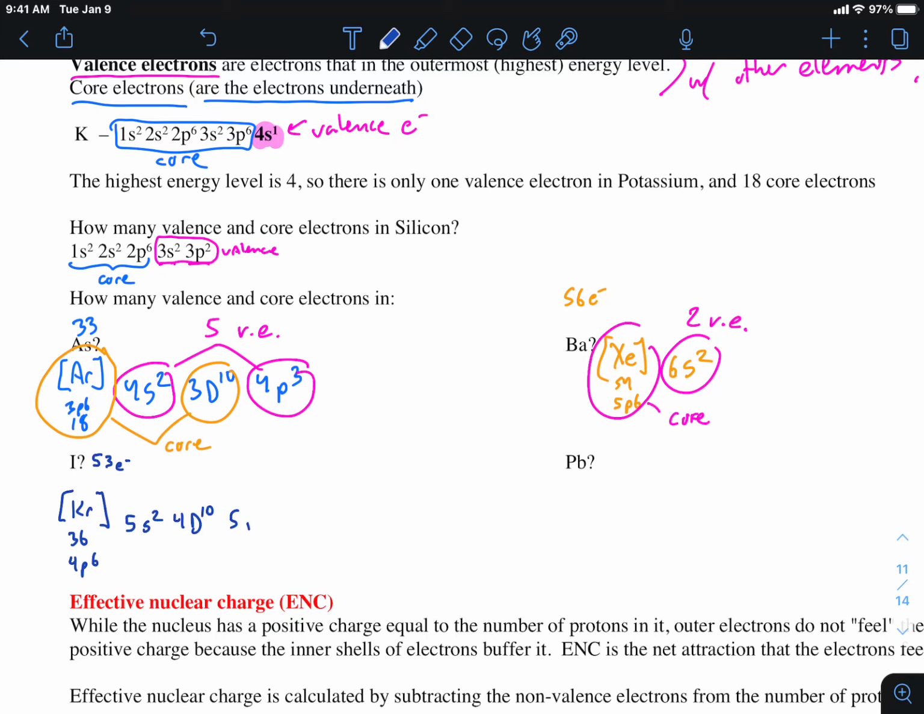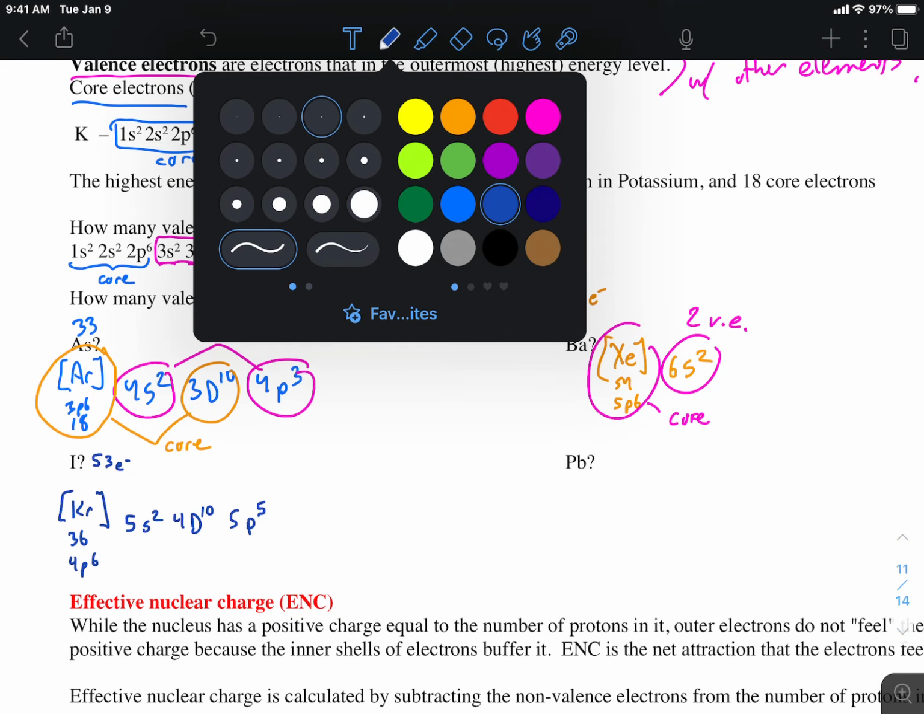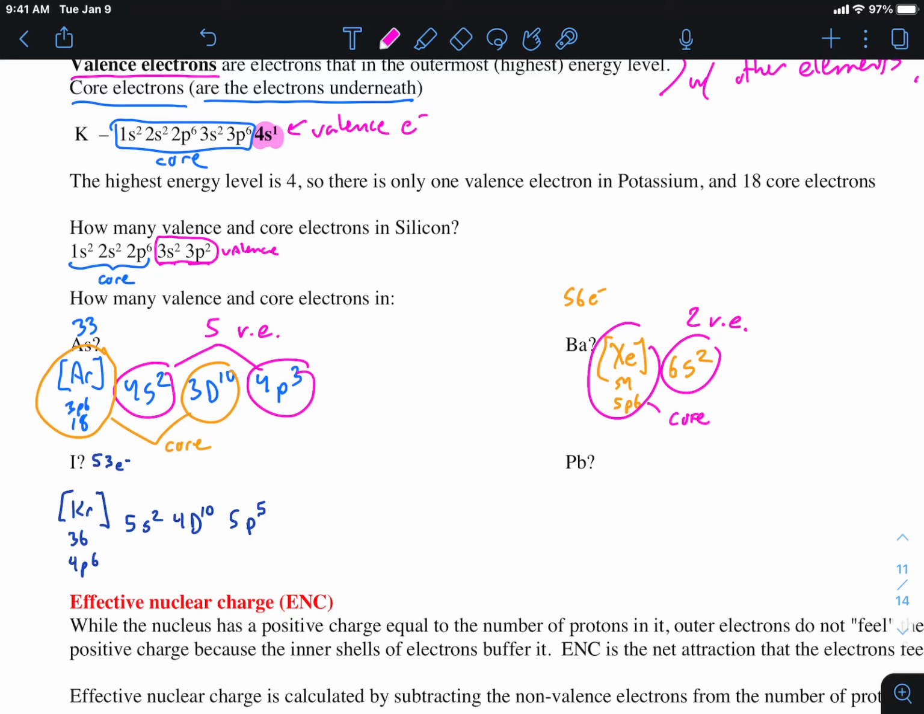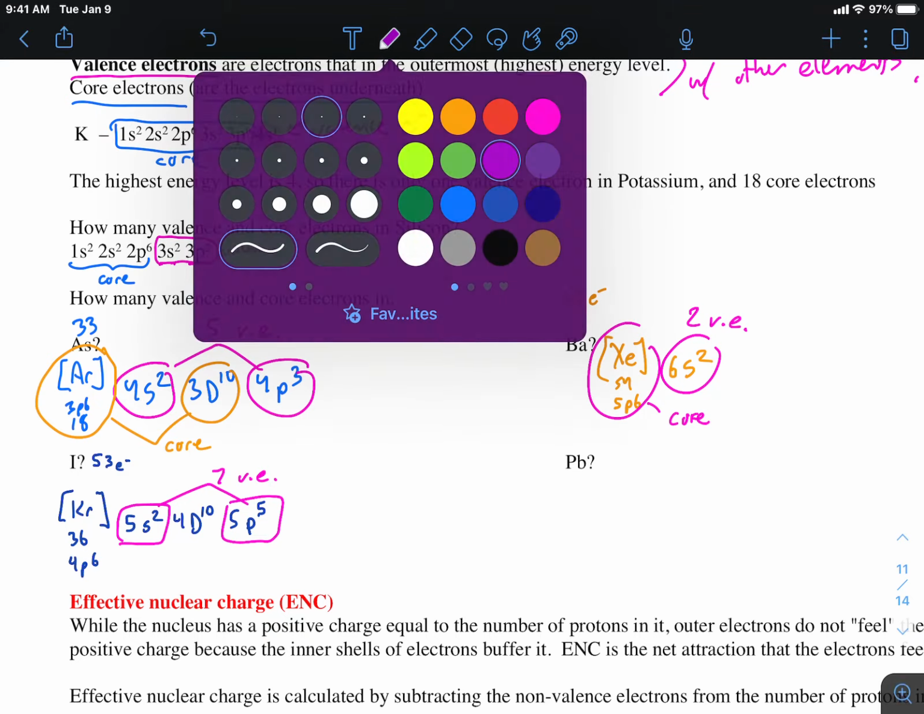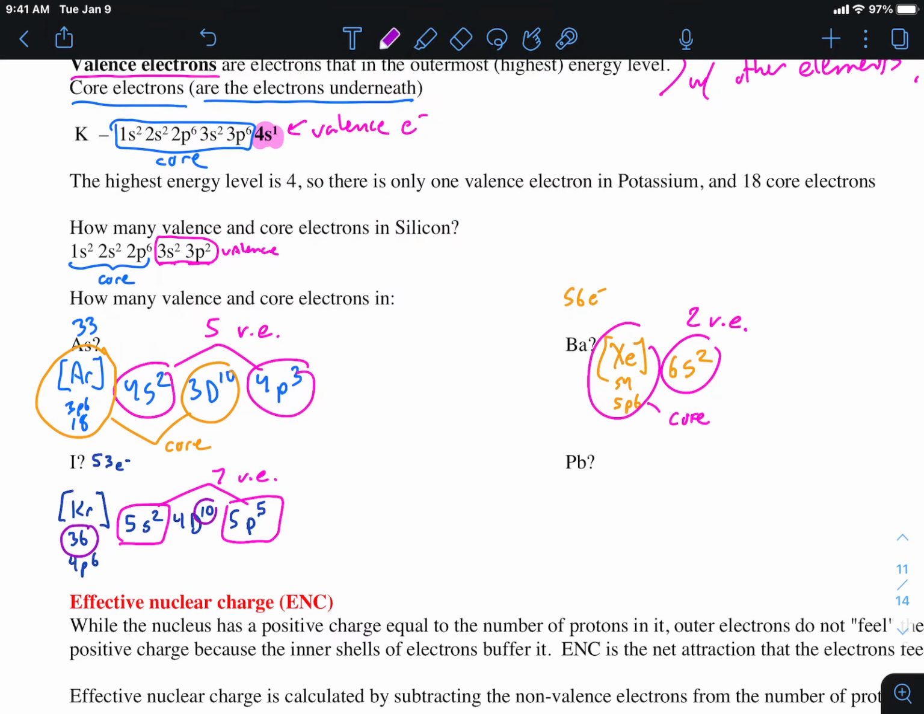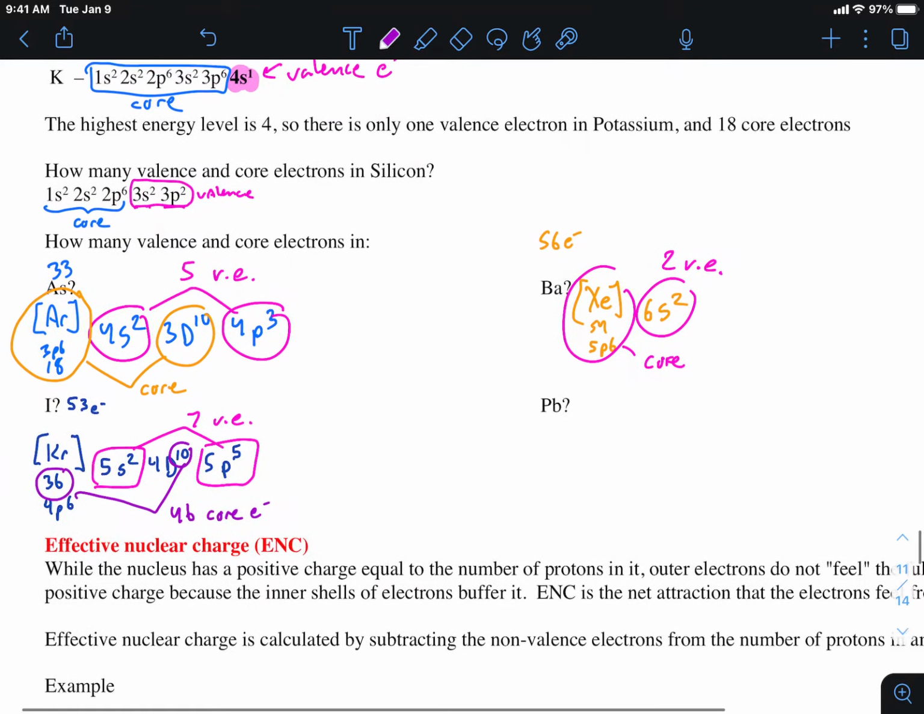So next, after 4d comes 5p. That's going to be 5p5. All right, so that is 53 electrons. The highest energy level shown is 5. And so when you add those two together, that's 7 valence electrons. And since we know the valence electrons, we can go ahead and add the core, and we see that there are 46 core electrons. Okay.